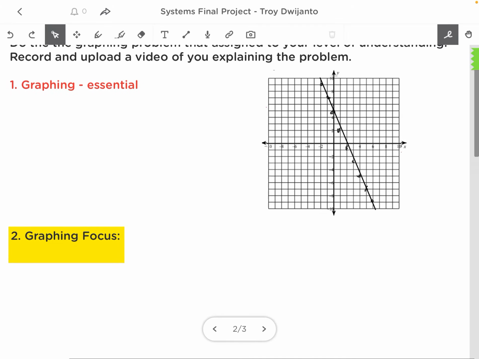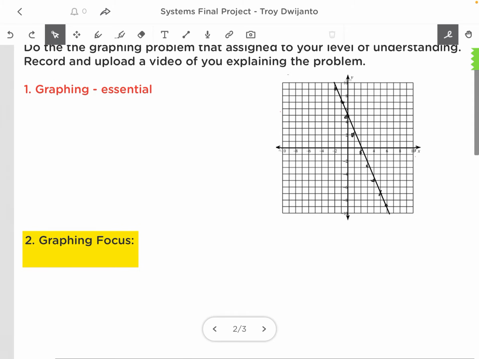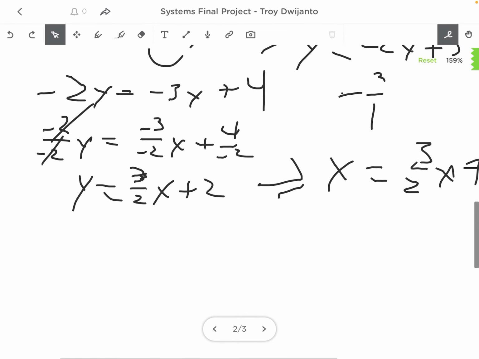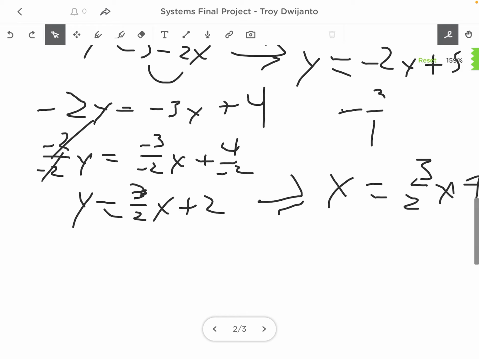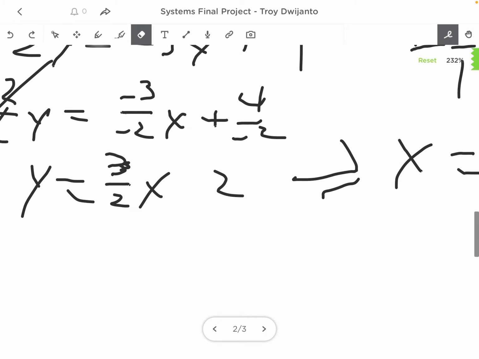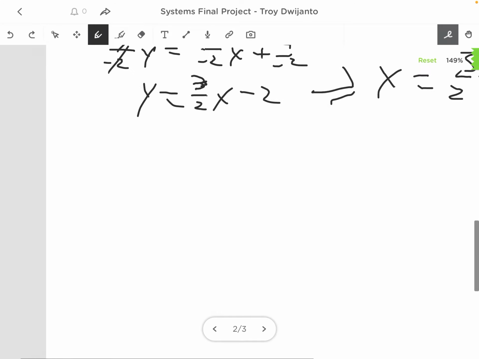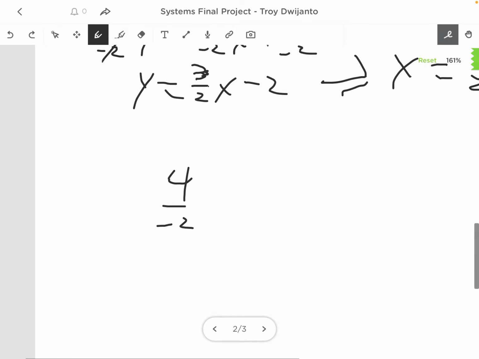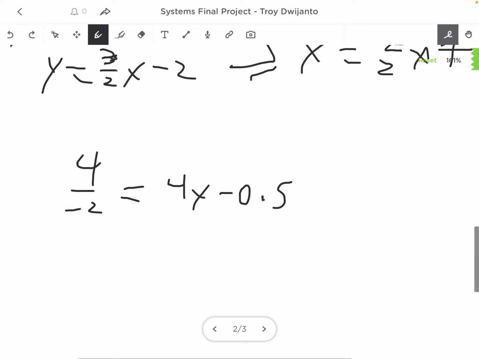I think I got this one wrong. This should be a negative, actually. So 4 divided by negative 2 should be negative 2. Why? Because 4 divided by negative 2 is equivalent to 4 times negative 0.5, which is negative 2.